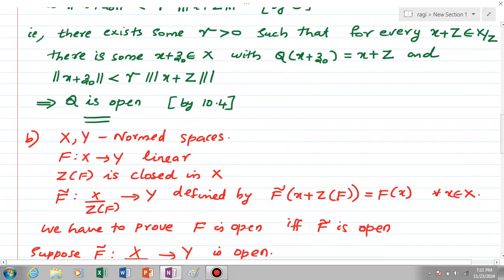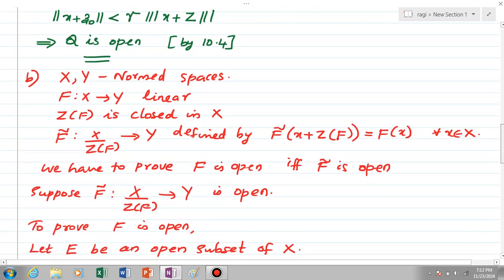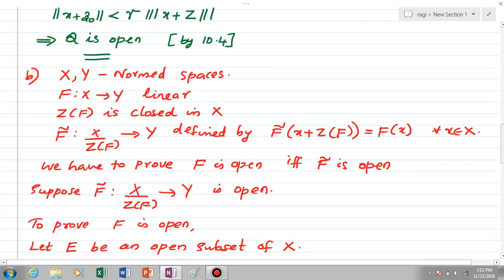For that, X and Y be normed spaces and f from X to Y be a linear map and Z of f is closed in capital X, and defining f tilde from X by Z of f to Y defined by f tilde of x plus Z of f is equal to f of x for every x element of X. Okay, now we have to prove that f is an open map if and only if f tilde is an open map. Suppose first that f tilde is open.